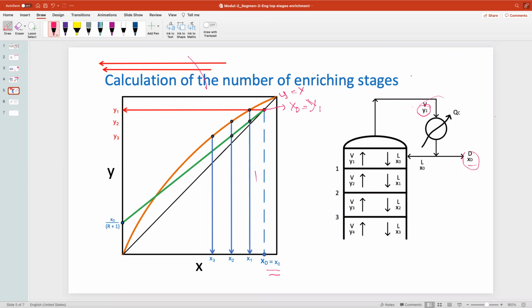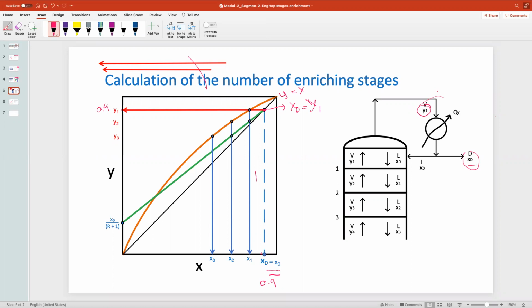Maybe if I put some number, for example this is 0.9, you go that way and then you go to here, you also get 0.9. So get it, everyone? Because there's no equilibrium here, if you got 0.9, then you also got 0.9 here.